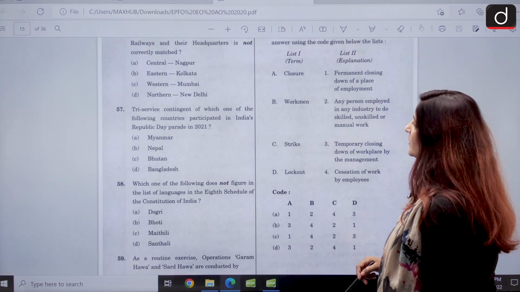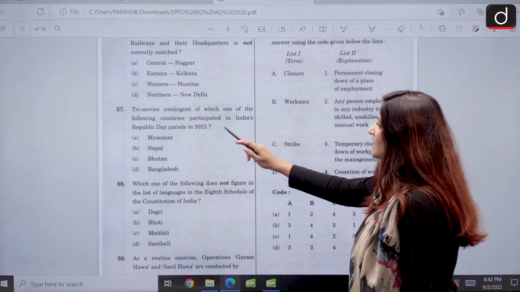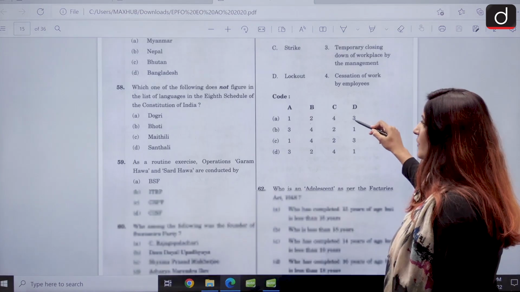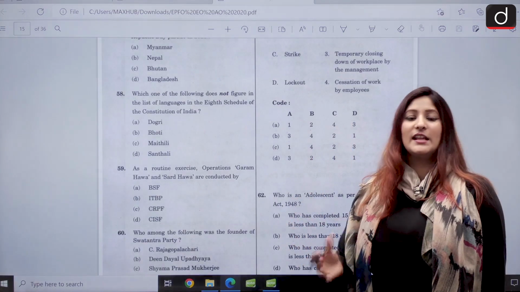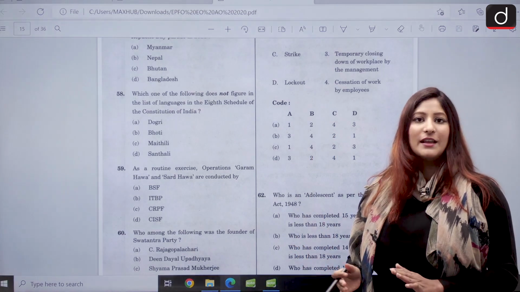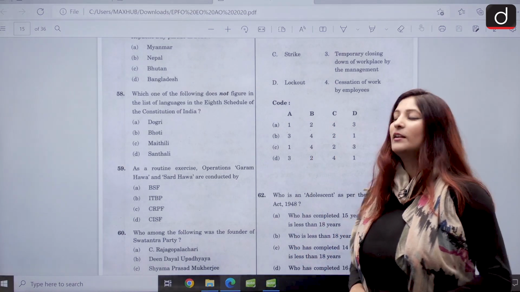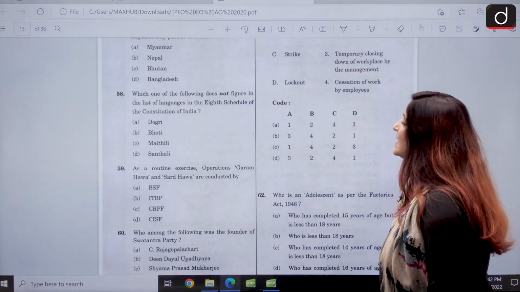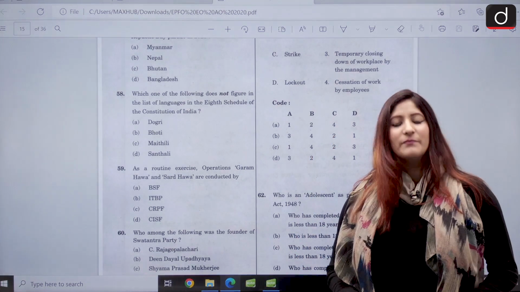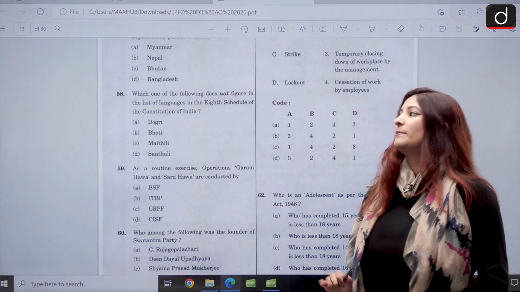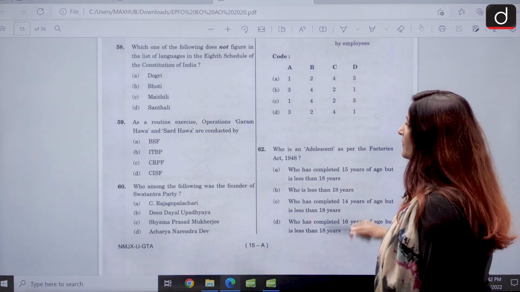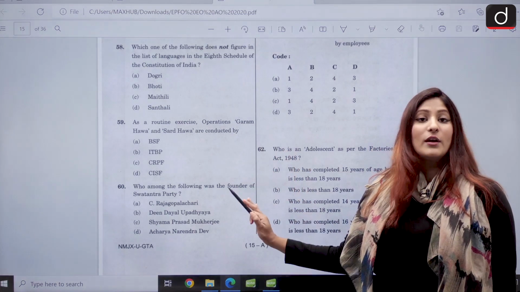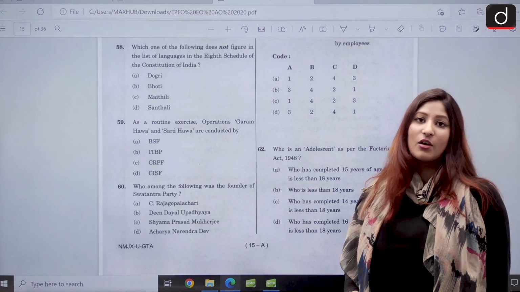Tri-service contingent of which one of the following countries participated in India's Republic Day Parade in 2021? Pure current affairs. So any such important event which is different in nature, these kinds of questions from current affairs could come. Which one of the following does not figure in the list of languages in the 8th Schedule of the Constitution of India? Purely belongs to Constitution, polity part. As a routine exercise, Operation Garam Hawa and Sard Hawa are conducted by what? Important organizations, military organizations of India.